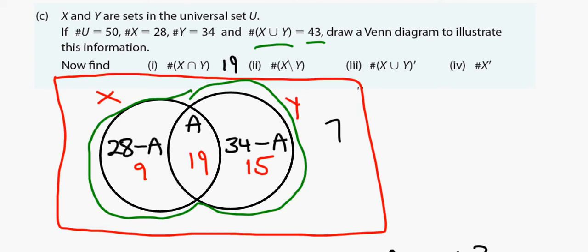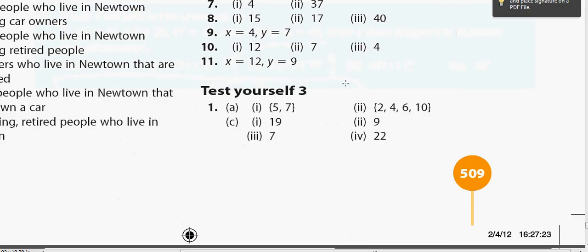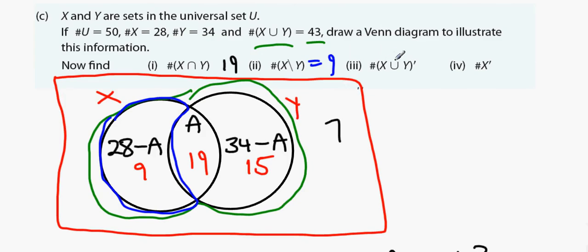Now, next one. The cardinal number of X less Y. Everything that's in X that's not in Y, and the answer to that is going to be 9. Everything in X that's not in Y is this blue barrier here, which cannot be allowed into Y. So the answer is 9. Just check this one out as well. Answer is 9. Okay, next one. X union Y complement.